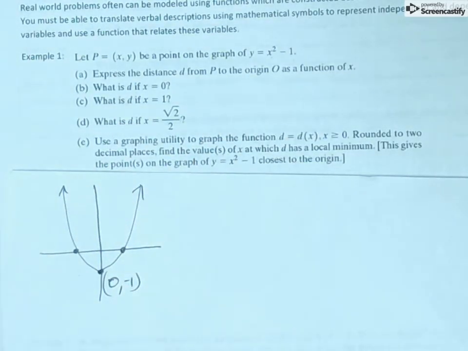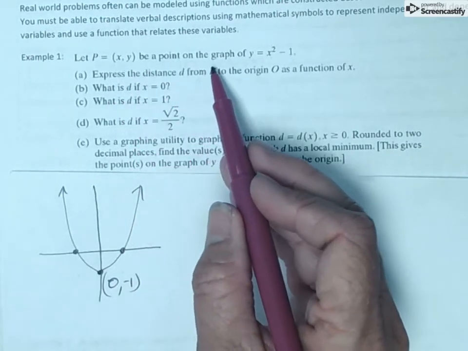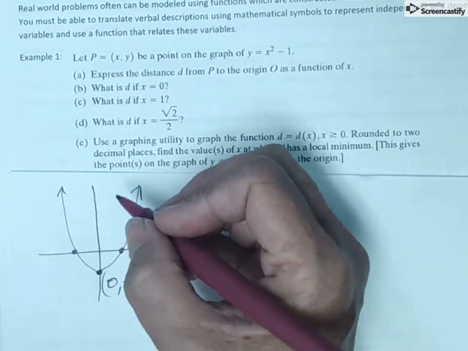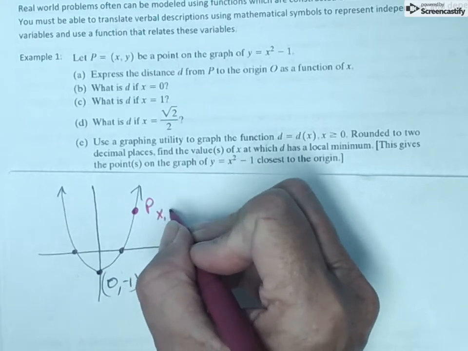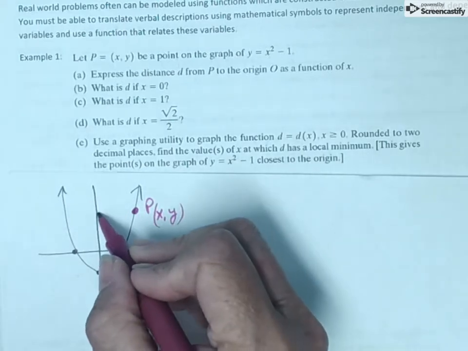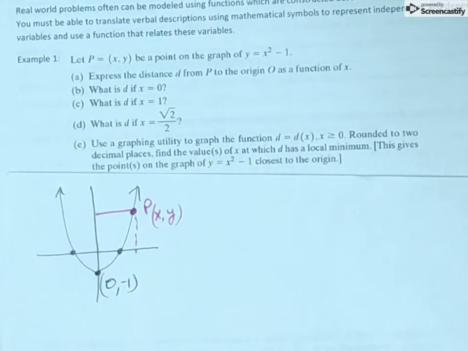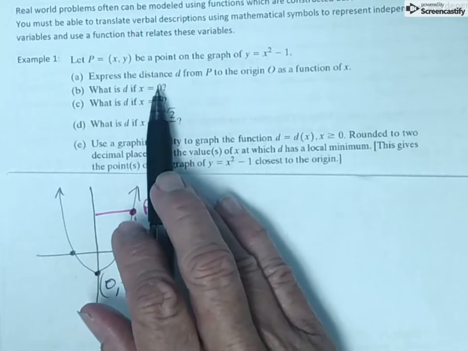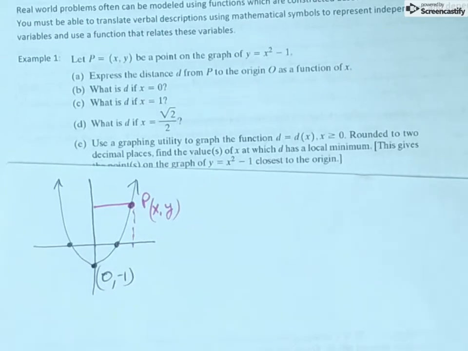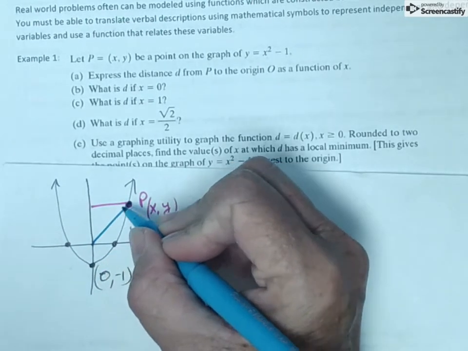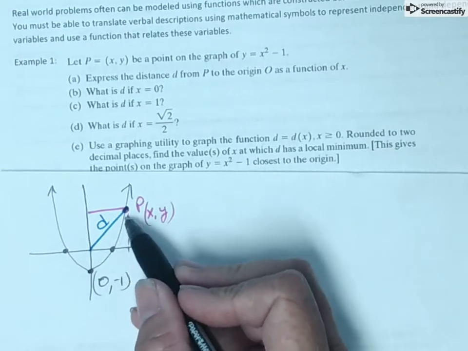Okay, and now it tells me, let (x, y) be a point on this graph. So on this graph of a parabola, pick any point. And I'm just going to pick this point right here, and we're going to call this (x, y). Not very original, but that is what we are going to call this point. Okay. It wants to know, express the distance d from point P to the origin. Oops. Okay, let's do a different color here. This is d. How am I going to write an equation for d?